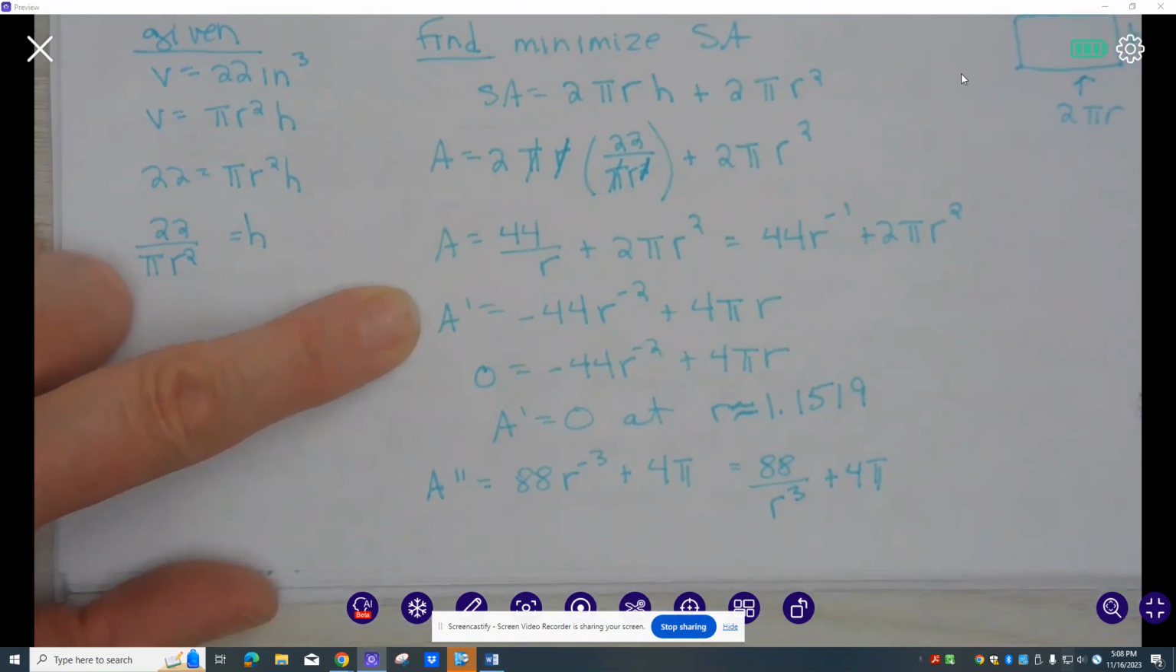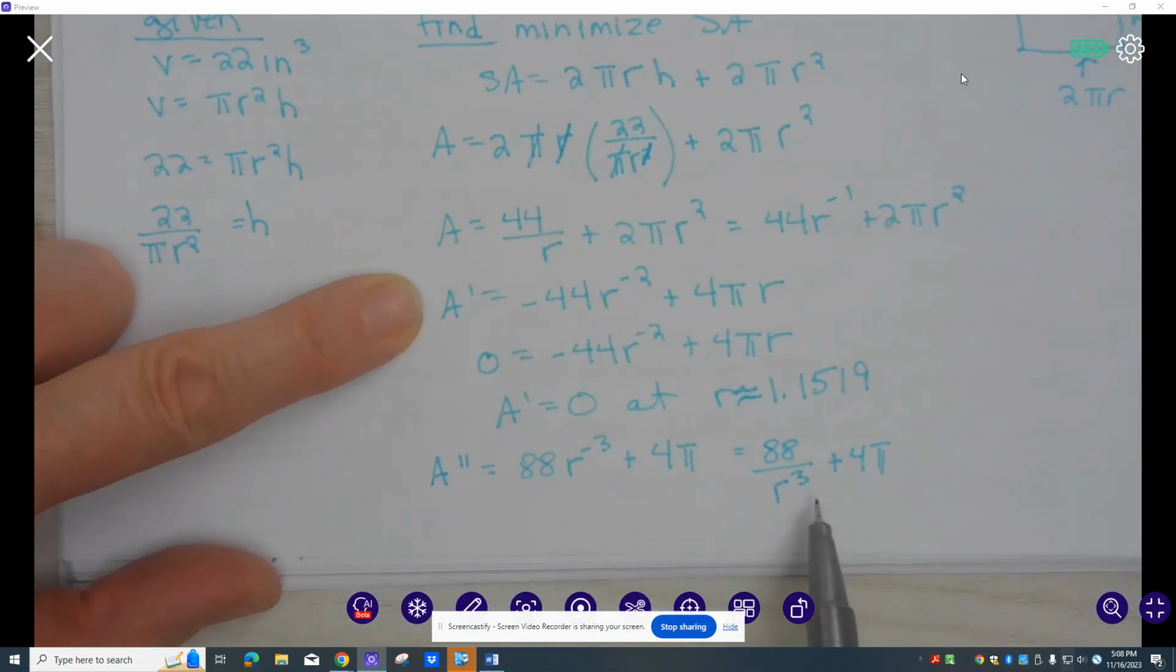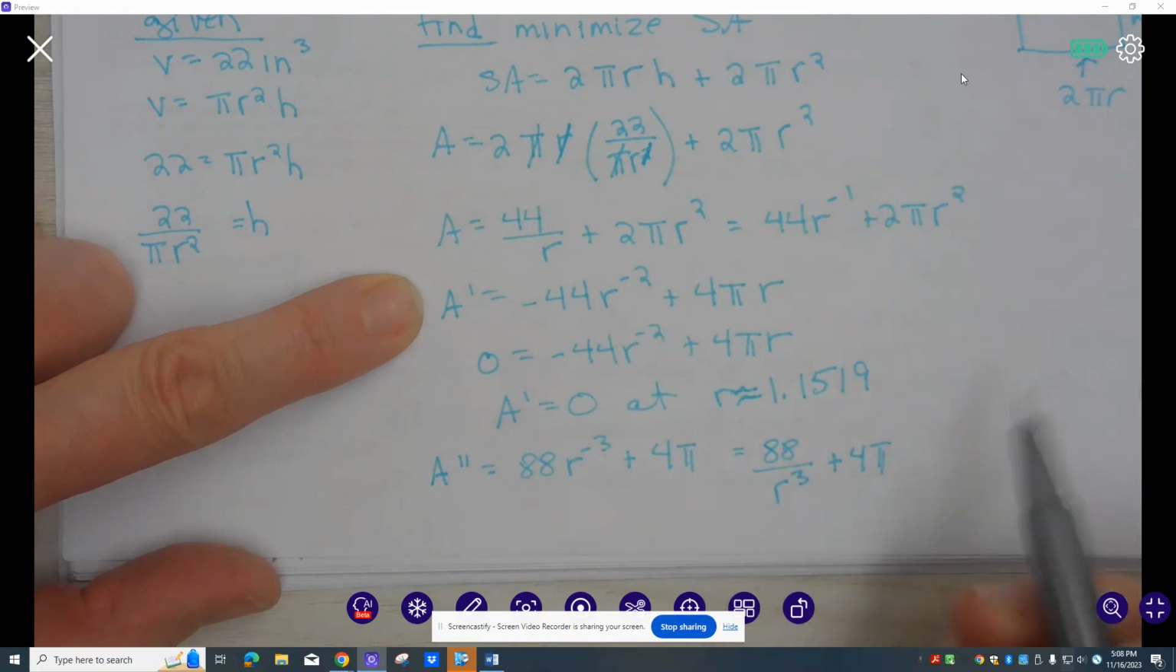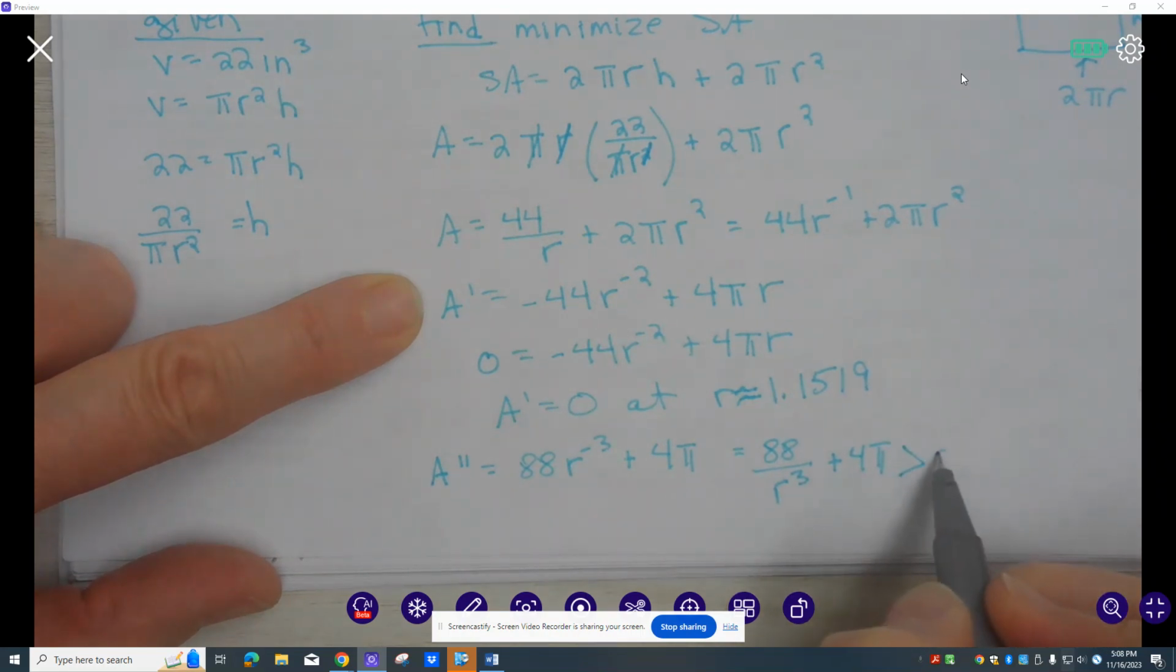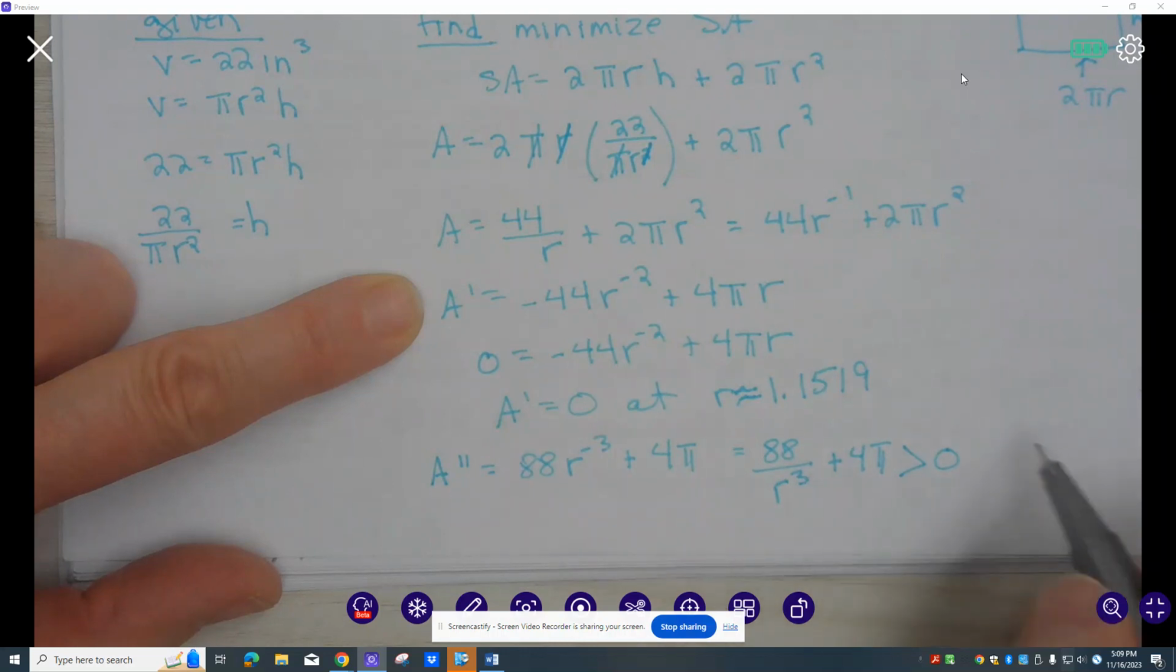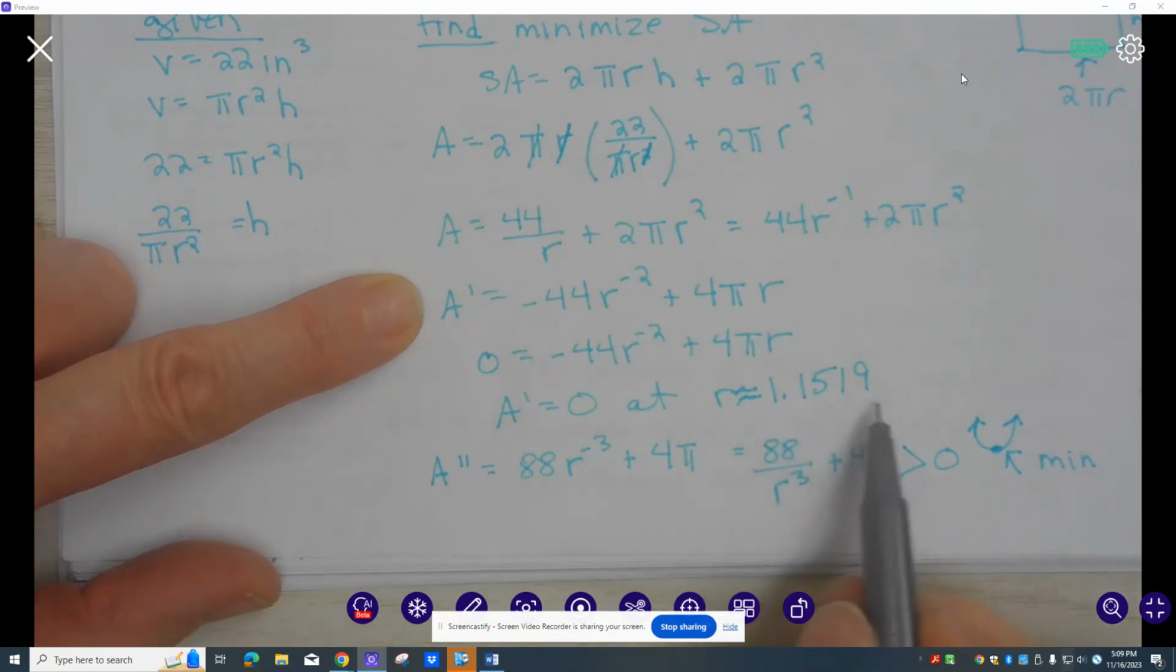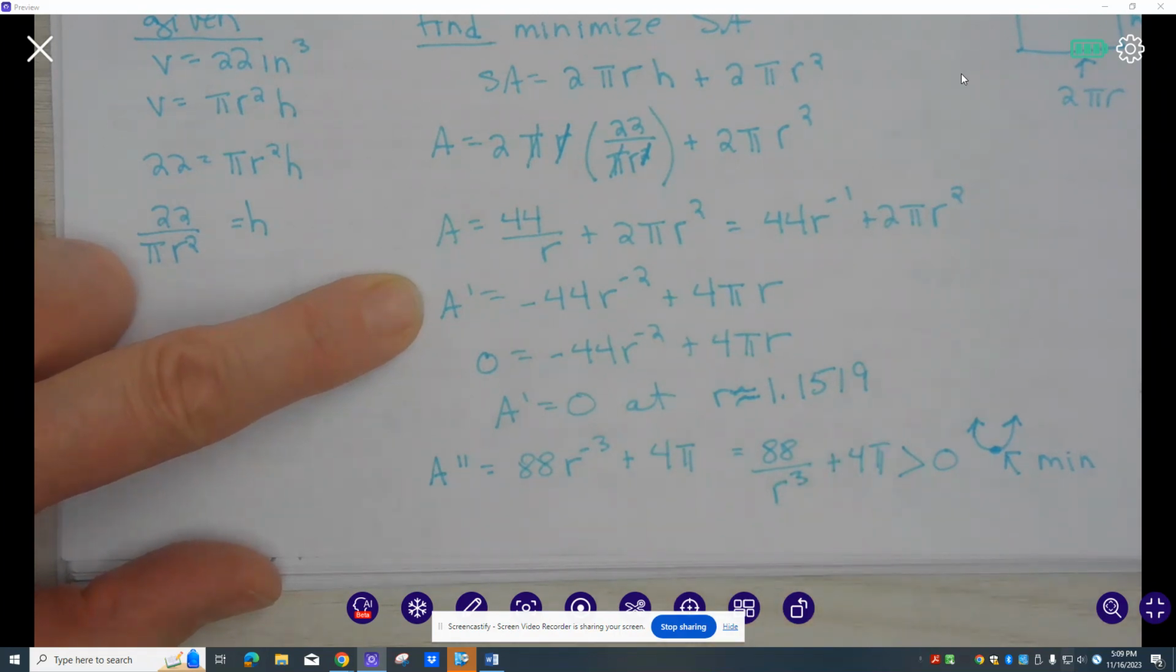So that will be positive everywhere, right? My radius is always going to be a positive number. So this will be positive everywhere, which means my area function is concave up, which means I do indeed have a minimum. So r equals this number right here, 1.1519, will give me the minimum area.